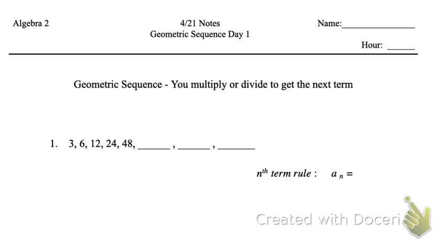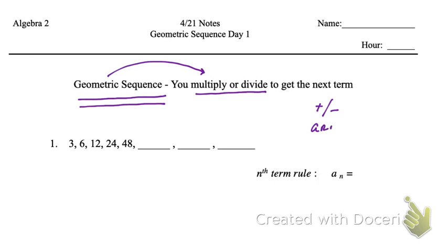Last week we looked at arithmetic sequences where we added or subtracted our way across our list. Today we're going to look at geometric, which is when you multiply or divide. That's the difference between arithmetic and geometric. Geometric sequences will get bigger or smaller a lot faster than arithmetic ones, and you'll see that today.